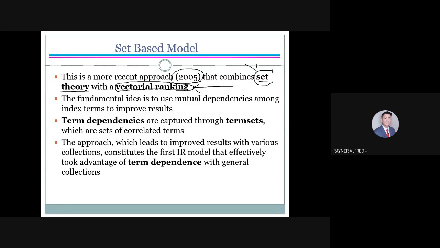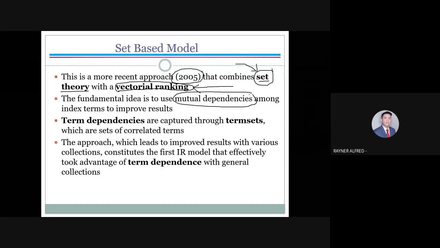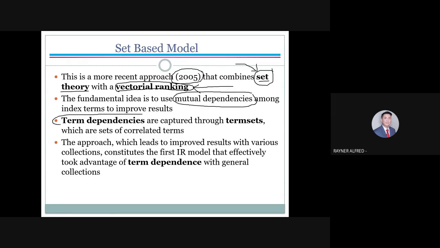So the fundamental idea is that we want to use mutual dependency, because sometimes we search for computer science or information technology or software engineering. So we want a mechanism to capture the weightage for more than a single term. We are saying that we want to capture these terms that always come together. We call it term dependency, or term dependence.